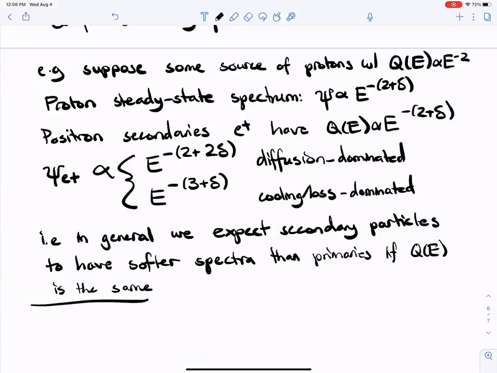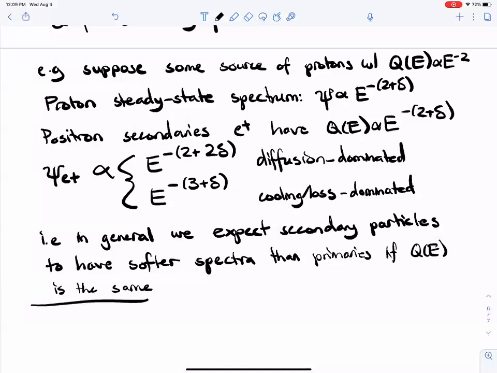So we don't ever expect to see just localized spikes in our energy spectrum for charged particles, but we can look for the sharp cutoff, and that can be a signal of something novel going on. And secondary particles, generally speaking, we expect to have softer spectra than primary particles. So if you see something that you think is a secondary but has a very hard spectrum, that may be an indication of a primary source.